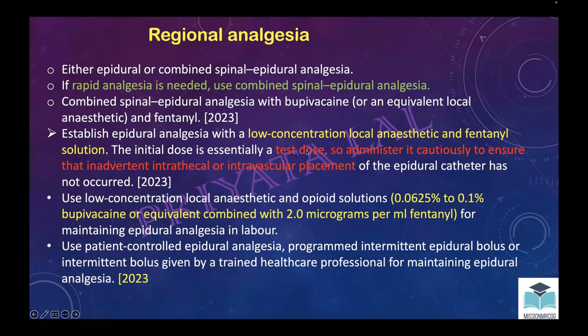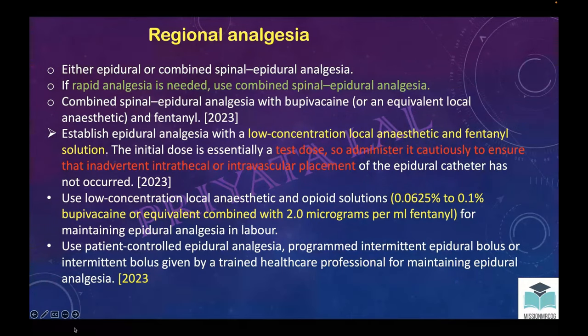And these are the doses, and the doses are important for Part 2 people. So it is 0.025% to 0.1% of bupivacaine and 2 micrograms per ml of fentanyl. So this is the dosing. For Part 3 people it is not necessary, but yes, for Part 2 people, this part is important to know. There is no change. It was the same in the previous guideline.